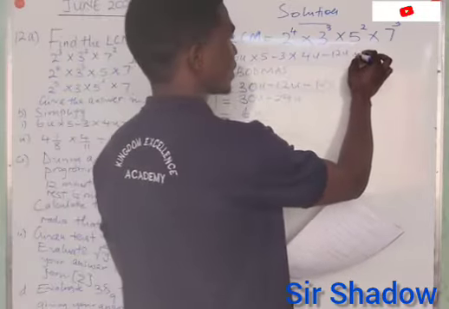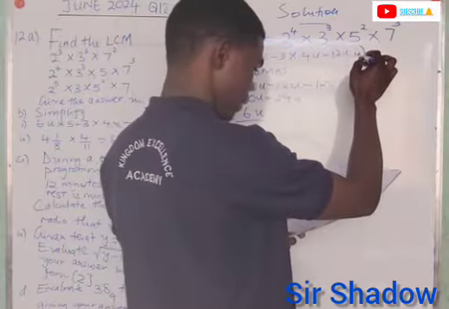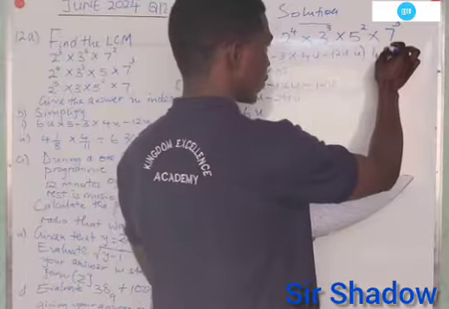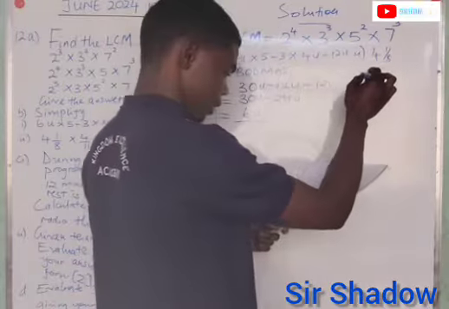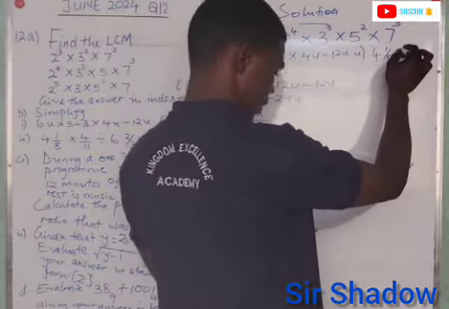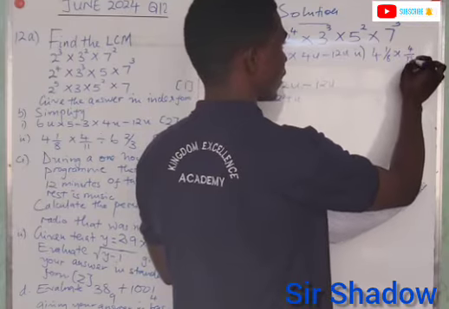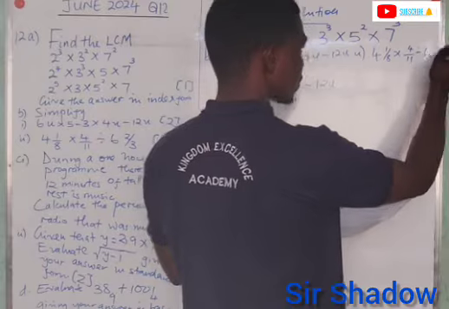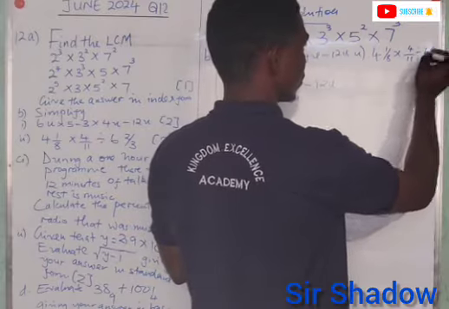Let me use this space. We are asked to simplify 4 wholes 1 over 8 times 4 over 11 divided by 6 wholes 2 over 3.